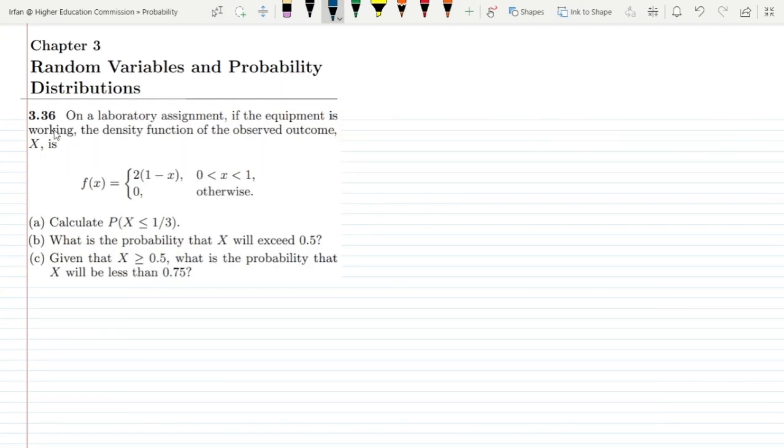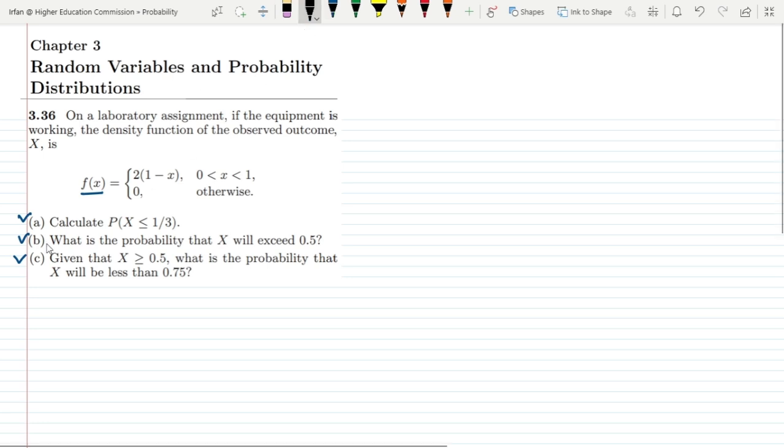Hello guys, I hope all of you are fine. So, this is question 3.36 of chapter 3, and the statement of this question is: on a laboratory assignment, if the equipment is working, the density function of the observed outcome x is f(x) = 2(1 - x) for the range of x greater than 0 and less than 1, and it is 0 otherwise. So, what do we have to do on the basis of it? We have to answer certain parts of it.